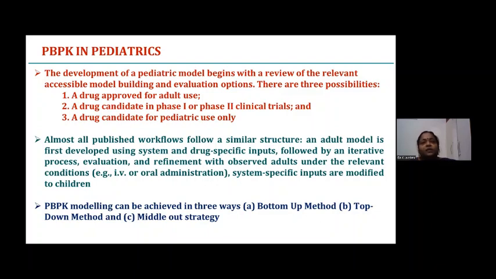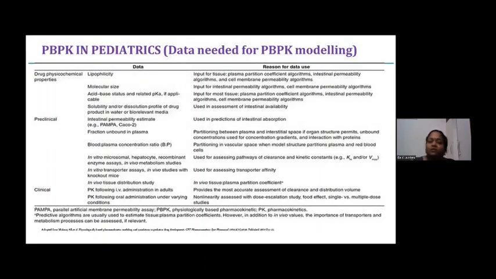They have adopted a similar approach, where they have taken an adult model, which is first developed using system and drug specific inputs, and then followed different evaluation processes, and then they refined that, and that is then taken up to the children. System specific inputs are modified for the children. So this can be achieved in three different ways. One is called the bottom-up method, another is the top-down method, and another one is the middle-out strategy.